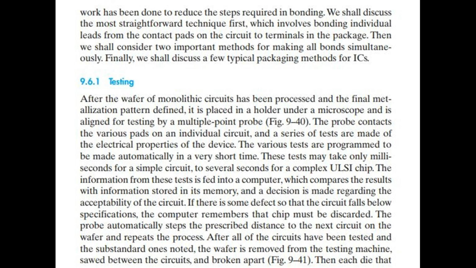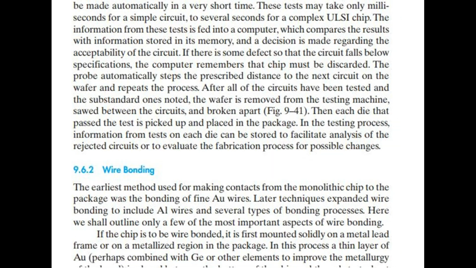After all of the circuits have been tested and the substandard ones noted, the wafer is removed from the testing machine, sawed between the circuits, and broken apart, Fig 941. Then each die that passed the test is picked up and placed in the package. In the testing process, information from tests on each die can be stored to facilitate analysis of the rejected circuits or to evaluate the fabrication process for possible changes.